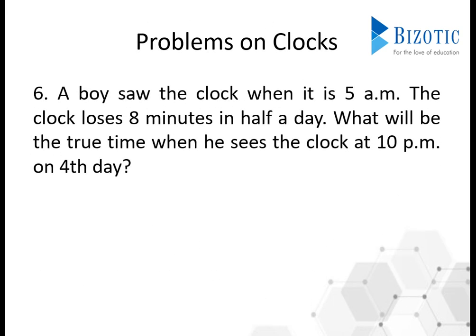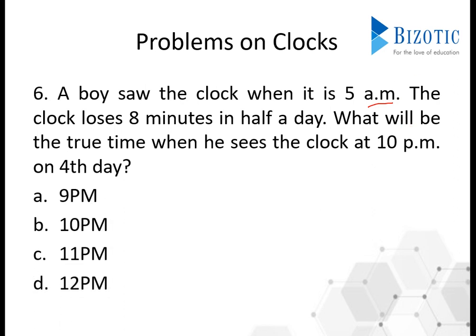A boy saw the clock when it was 5 a.m. in the morning. The clock loses 8 minutes in half a day. What will be the true time when he sees the clock at 10 p.m. on the fourth day? In order to solve that, you have different options as well. So here the key is the clock is losing 8 minutes in half a day. Half a day is nothing but 12 hours.